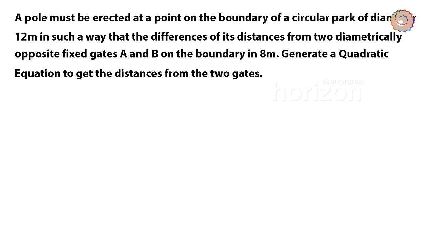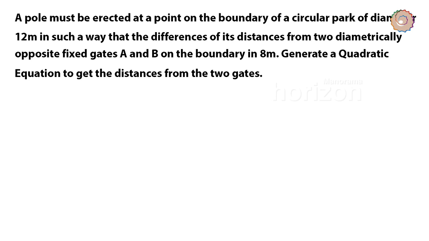A pole must be erected at a point on the boundary of a circular park of diameter 12 meters in such a way that the differences of its distances from two diametrically opposite fixed gates A and B on the boundary is 8 meters. Generate a quadratic equation to get the distances from the two gates.